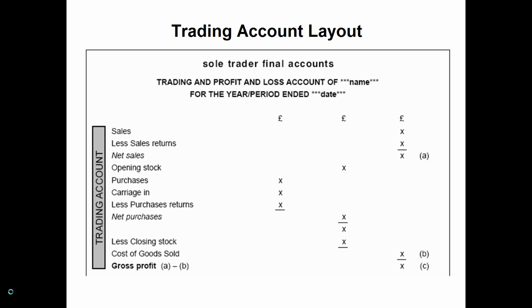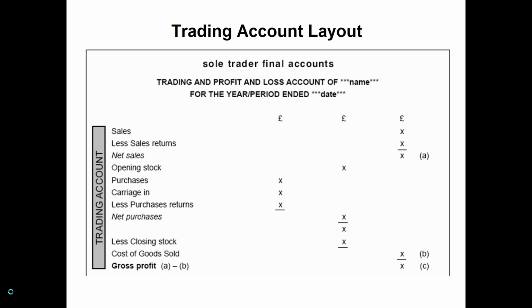So sales are our first value, and we put it into the far column, the third column. We then take away sales returns, or returns inward, which is also called, and that goes next. And when there's a deduction, we use brackets to illustrate that. Brackets, parentheses, can mean minus, it can mean deduction, it can mean negative numbers, so we've got to be careful what it does mean. But generally brackets used in final accounts means to take away, to deduct.